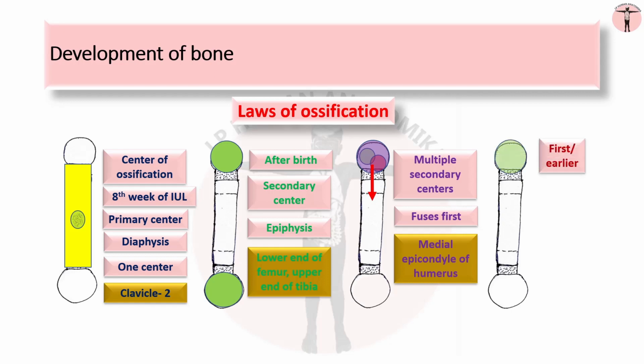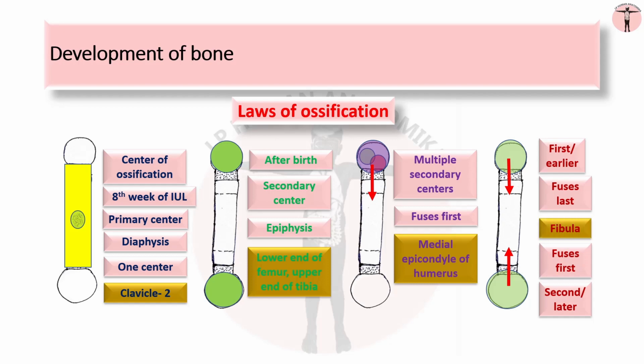The fourth law is the secondary centers at both ends do not develop simultaneously. Secondary ossification center will first appear at one end and then at the opposite end. The secondary ossification center which appears first fuses last with the diaphysis, and the epiphysis which develops later fuses first with diaphysis. But in fibula, the secondary center which appears first fuses first with diaphysis, an exception to the law.